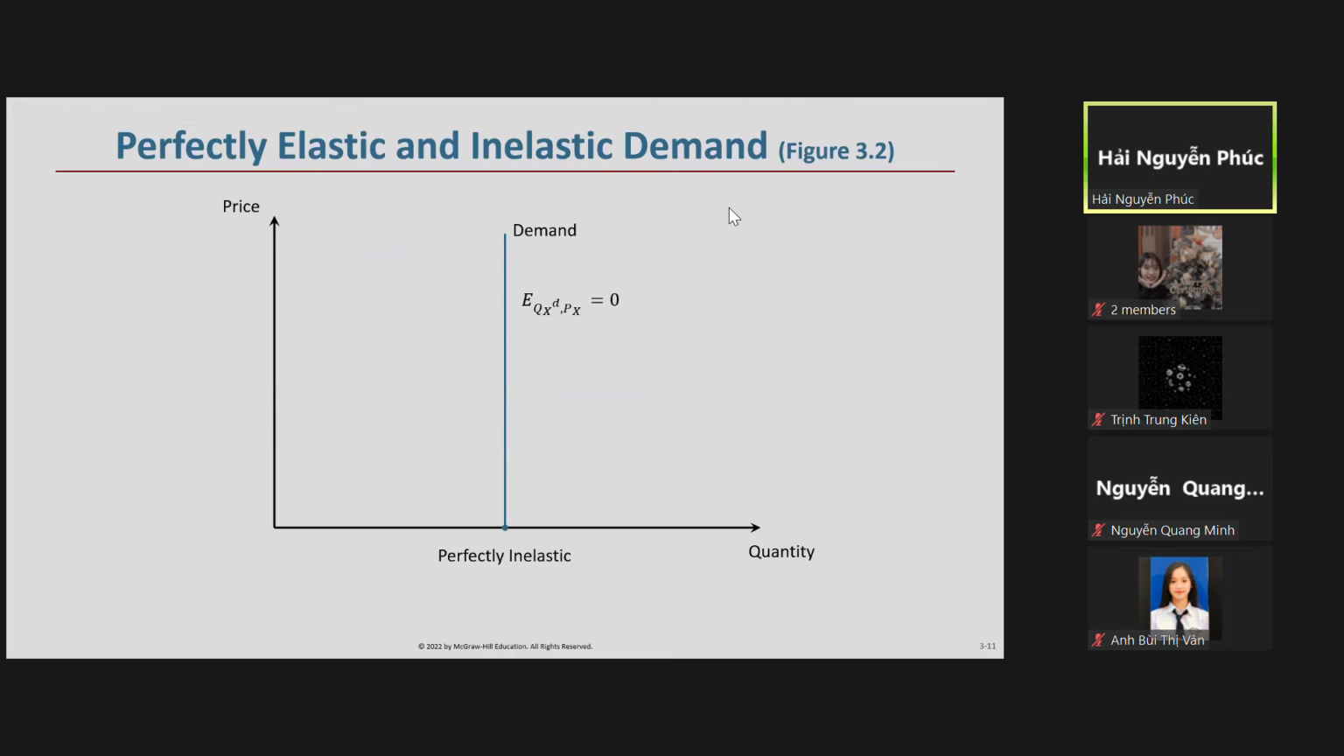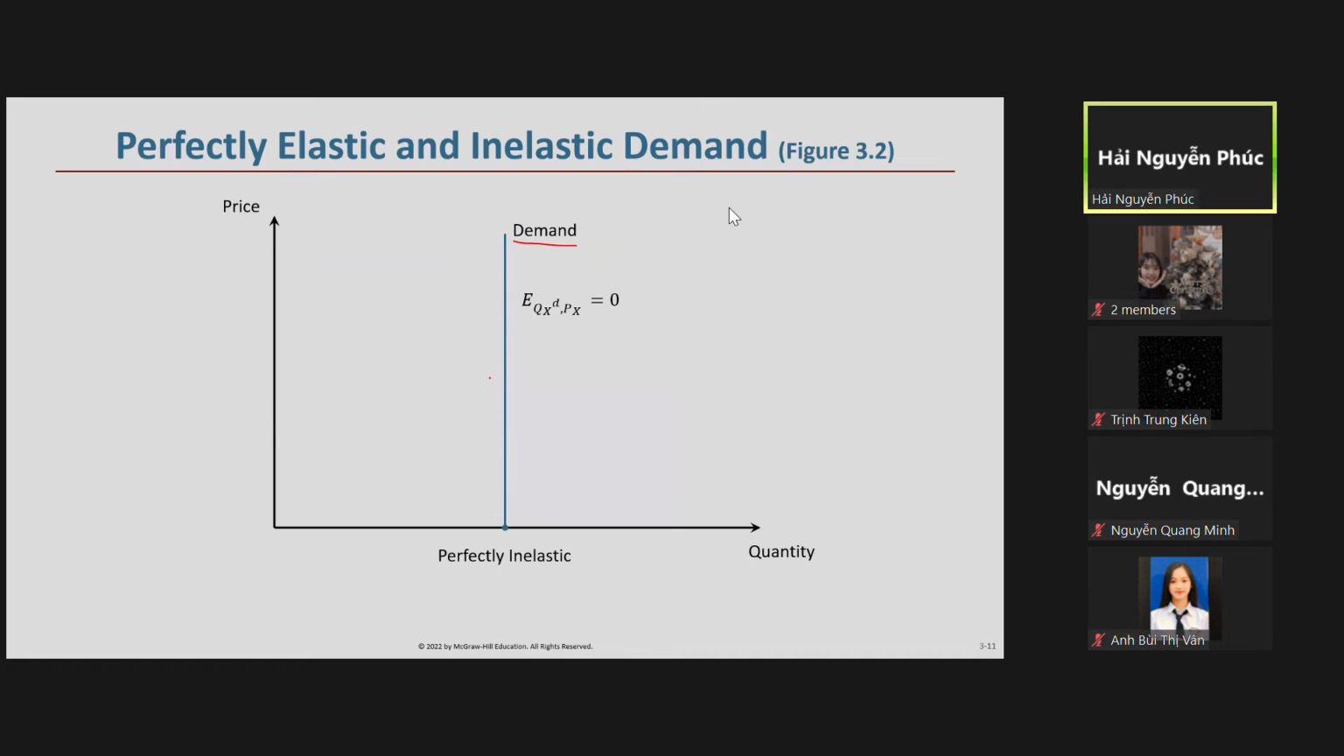Okay. Now let's further move on and have a look at the following extremes. We are going to have the two extremes. The first one is the case when demand is perfectly inelastic, and the second is when demand is perfectly elastic. On this graph, you can see that we have a vertical demand curve.